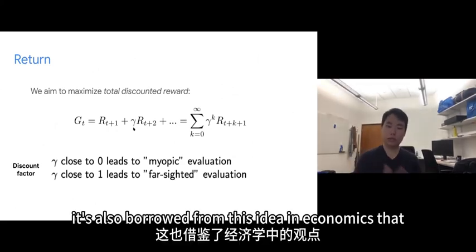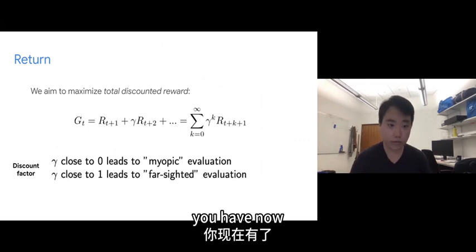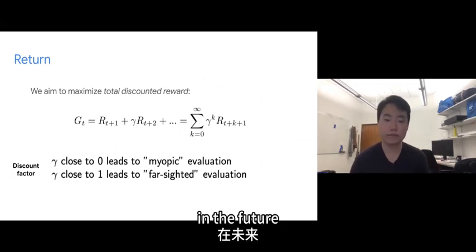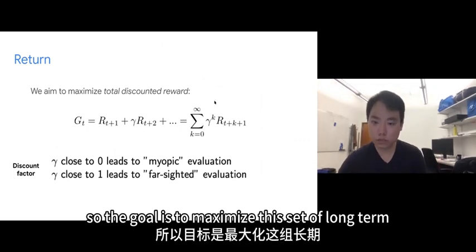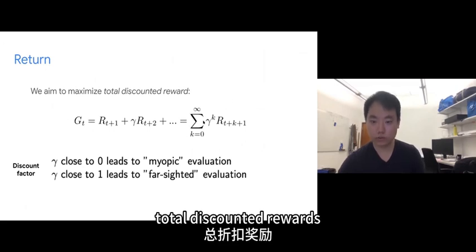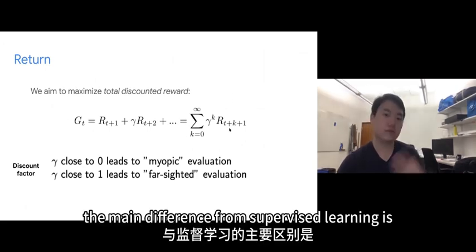And it's also borrowed from this idea in economics that money you have now is more valuable than money that you might have in the future. So the goal is to maximize this set of long-term total discounted rewards. And that's where the main difference from supervised learning is, right?